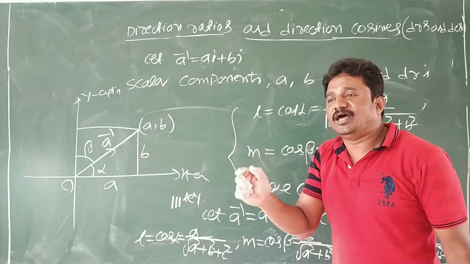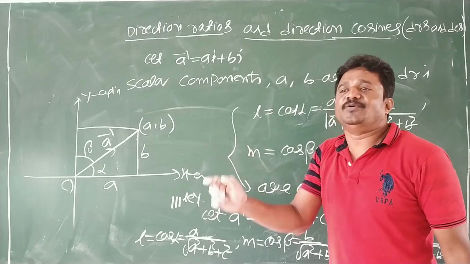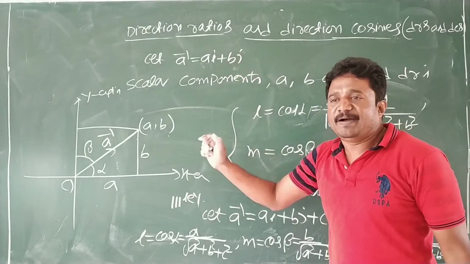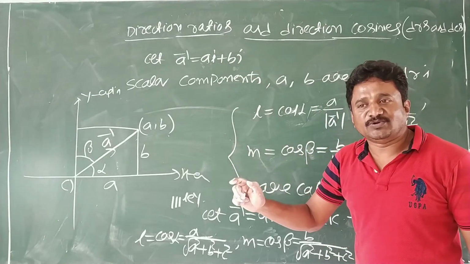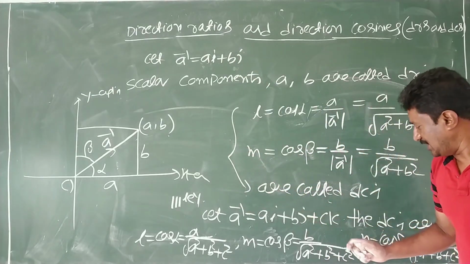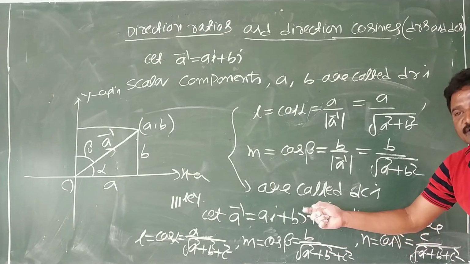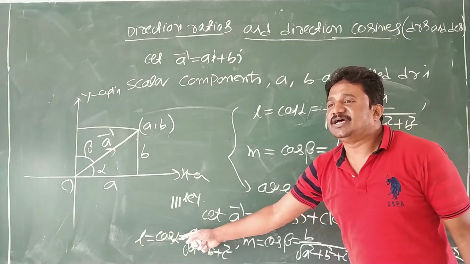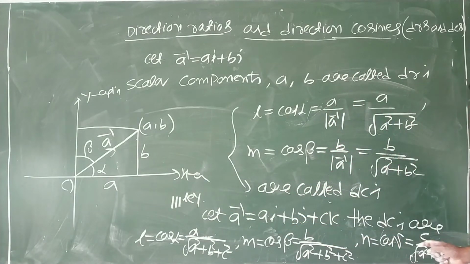M equals one more direction cosine. M equals cos beta equals B by root of A square plus B square plus C square. One more direction cosine, N equals cos gamma. What is gamma? Gamma is the angle between the vector and the z axis. Beta is the angle between the vector and the y axis. Alpha is the angle between the vector and the x axis. Cos gamma is C by root of A square plus B square plus C square.